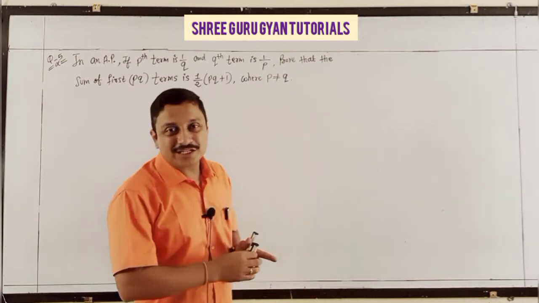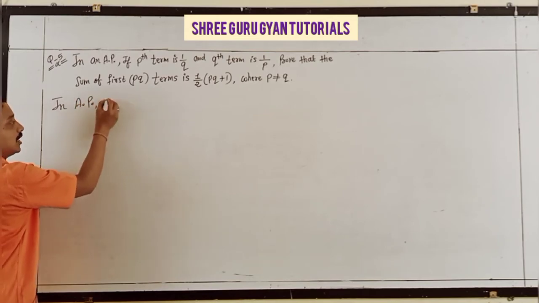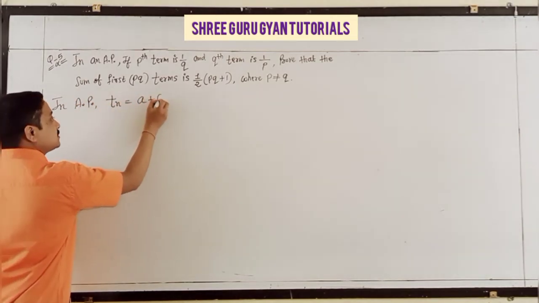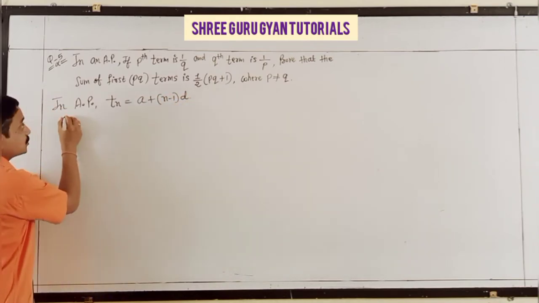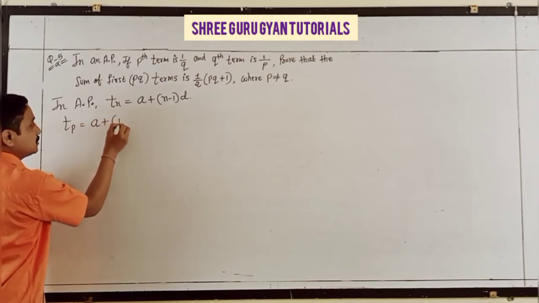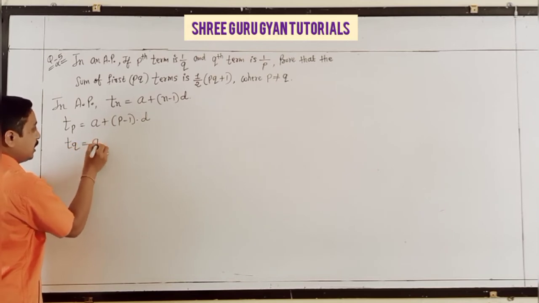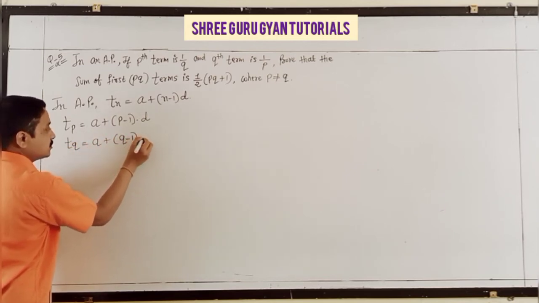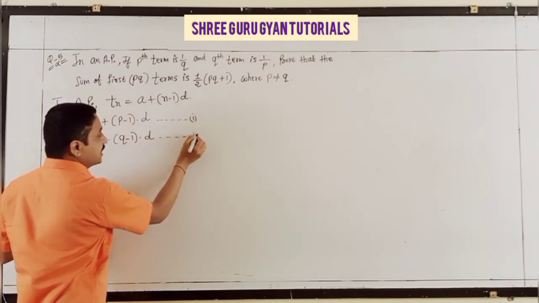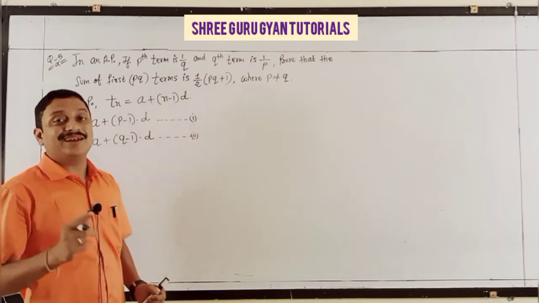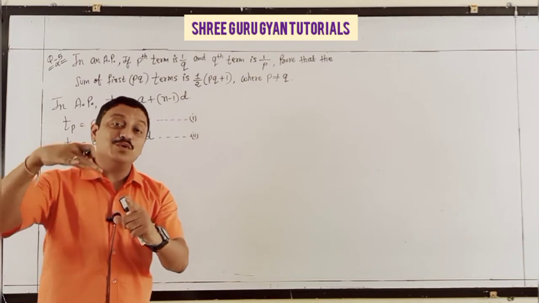Students, arithmetic progression generally you know, in AP you know the formula for the nth term: a plus (n minus 1)d. So can I write here the pth term is a plus (p minus 1)d, same as the qth term a plus (q minus 1)d? And that's your first and second. Now anyhow we can derive the value of a and the value of d, and then after we go to the summation.